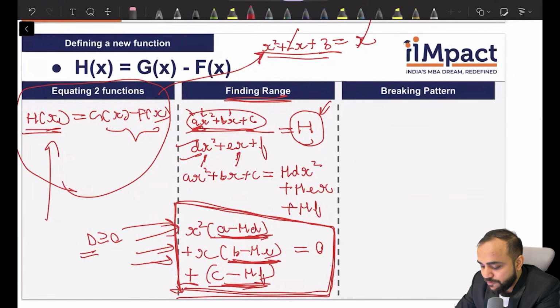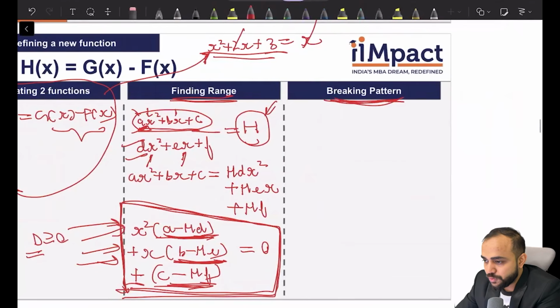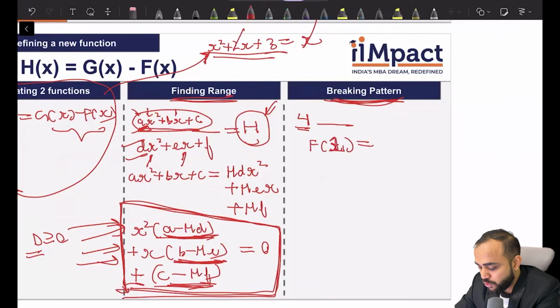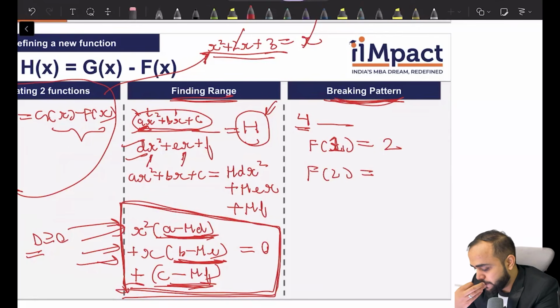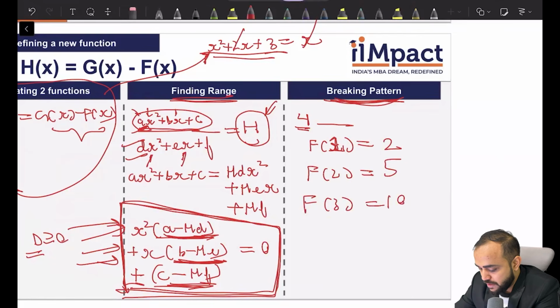All right. Finally, one more thing, which is the most predominant use of this trick, is breaking of patterns. So sometimes you get questions like, highly unlikely for CAT, but can be asked. A 4-degree polynomial is such that f(1) = 2, f(2) = 5, f(3) = 10, and f(4) = 17.